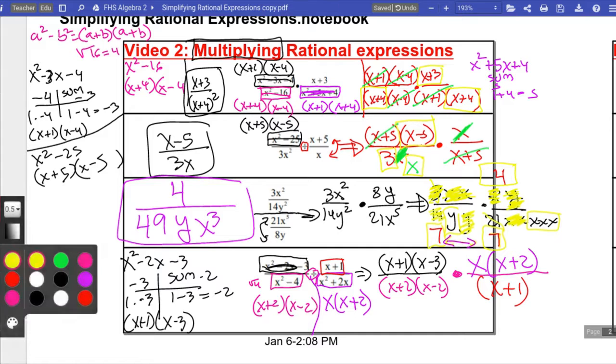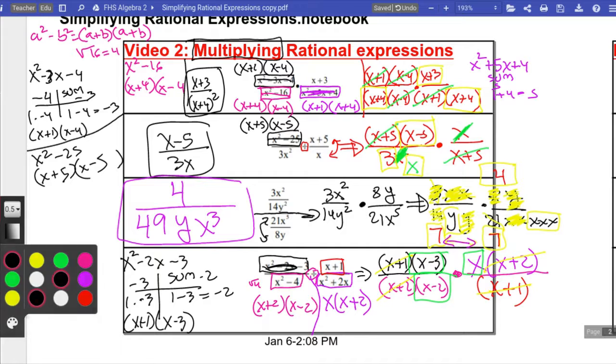All right, let's cancel some stuff. All right, x plus 1 can go with this one. Gone. What else? X plus 2 can go with this one. Gone. What else? That's it. Let's take my leftovers. What are they? Leftover 1 at the top. Leftover 2 at the top. And leftover 3 at the bottom.